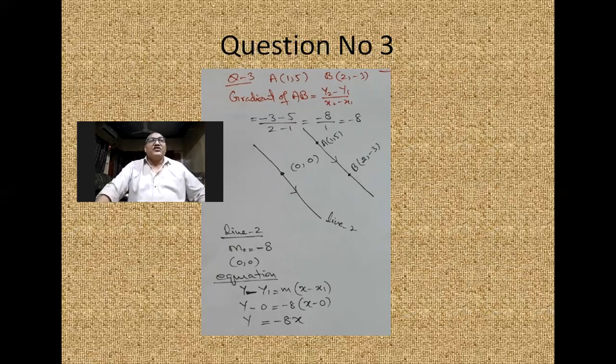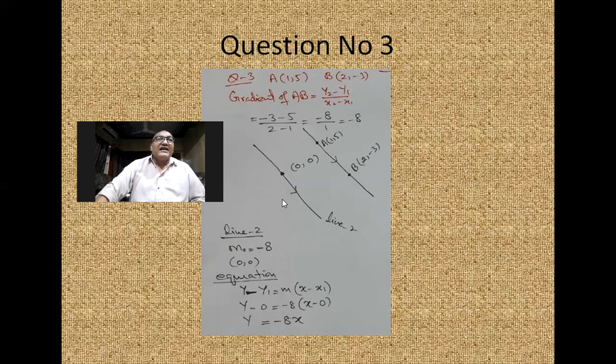First of all, let me find out the gradient of AB. You know the coordinates of A and B, so we can find their gradient. The formula for the gradient is y2 minus y1 divided by x2 minus x1. So we will have minus 3 minus 5 divided by 2 minus 1. So it will be minus 8 divided by 1. So the gradient is minus 8. So for this AB, we know the gradient is minus 8.